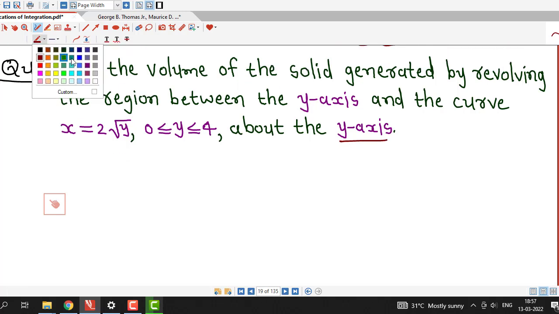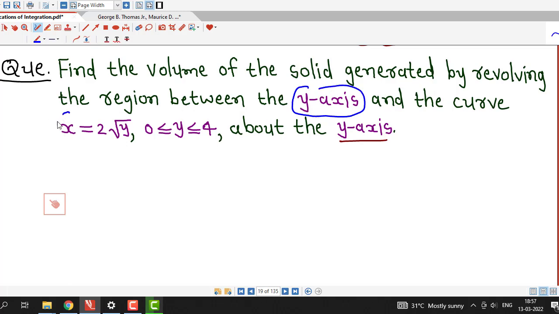So first we understand this question. Find the volume of the solid generated by revolving the region between the y-axis and the curve x equal to 2 square root of y, where y lies between 0 and 4, about the y-axis.